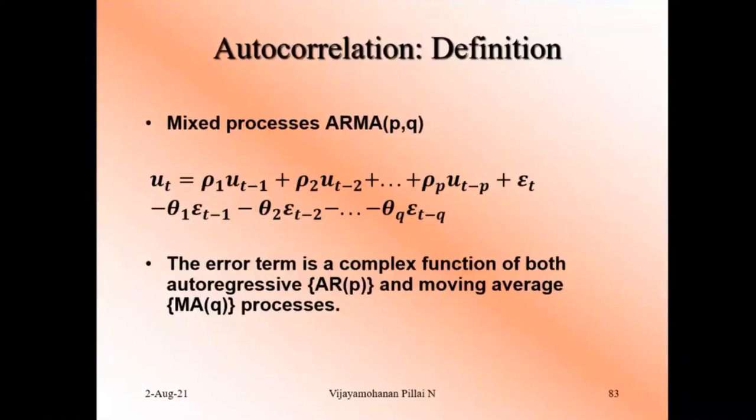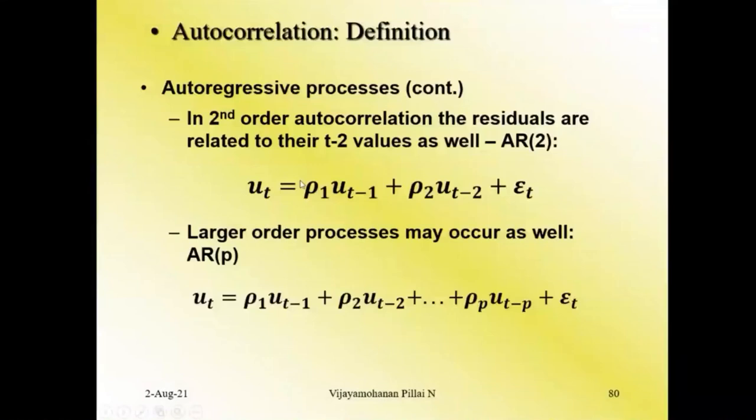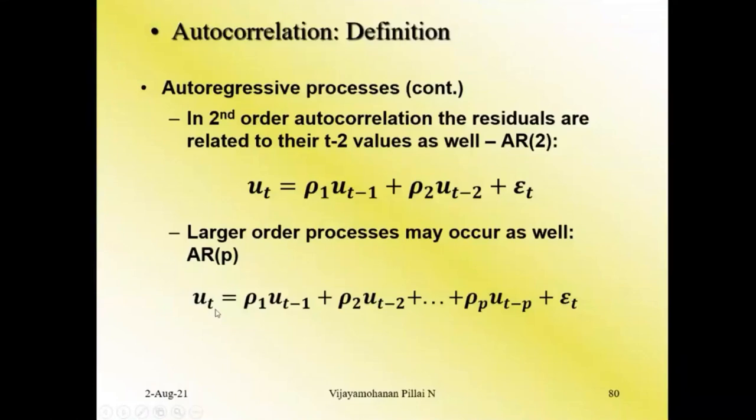See, AR means we have our error term, which is regressed on its own past one, ut minus 1. That is an autoregression or autocorrelation, the correlation between ut and ut minus 1. So we can have higher orders, AR2 or AR(p) in general. Everywhere we have ut regressed on its own past values. And remember, we will have an error term for that also, given by this epsilon t.